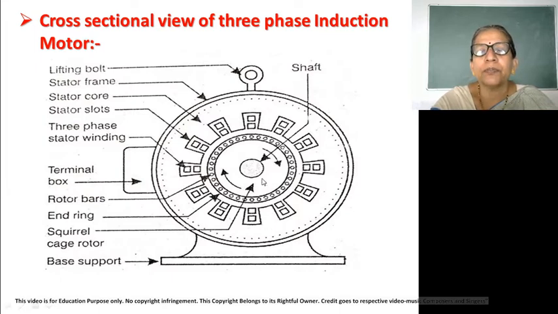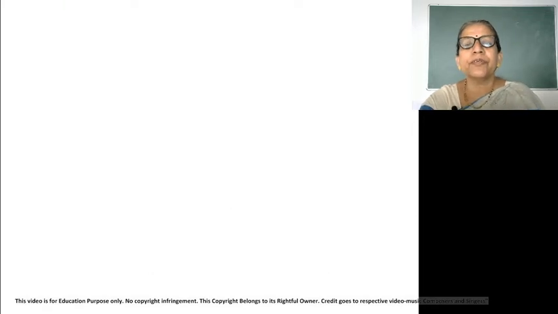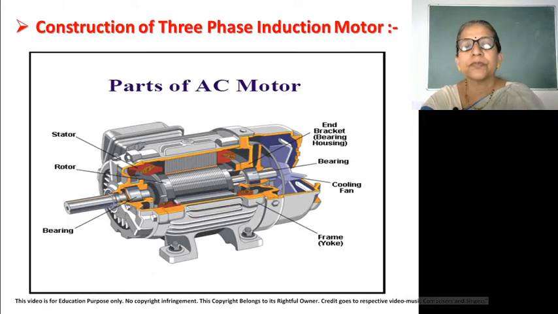The innermost part which I have shown is the shaft of the 3-phase induction motor. This is a cross-sectional view. The previous view is the pictorial view. In this pictorial view, you will see this is the stator, inside this is the rotor, here you will see the bearings, then at the end cooling fans, this is the frame and these are the end brackets.